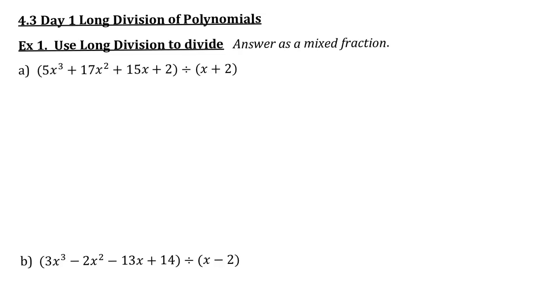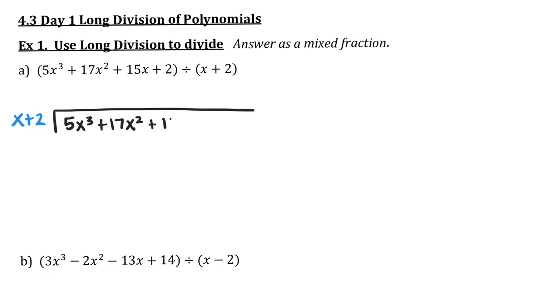Okay, this is long division. So this is what goes in the box and this is what we're dividing by. I'm going to set it up just like normal long division. I'm dividing by x plus 2. I'm going to make the long division box and put inside the polynomial we are dividing. So I'm doing this divided by this, and it looks weird, but we're going to go with it.